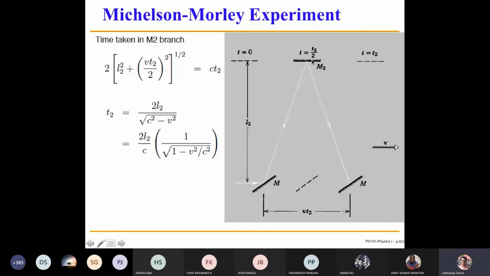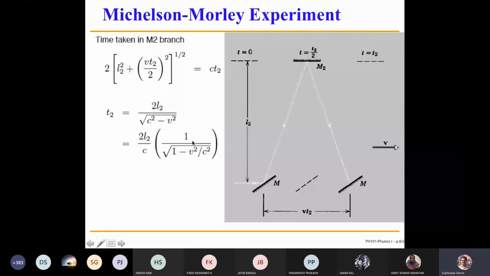And then when it comes down, it does not find this M mirror here. Instead, this M mirror has moved all the way to this position. So there would be this slanted ray coming to this. Now this calculation is very simple. If this arm length in the perpendicular direction is L2, you can see this equation can be understood. And from there, we can calculate that T2 is equal to this form.